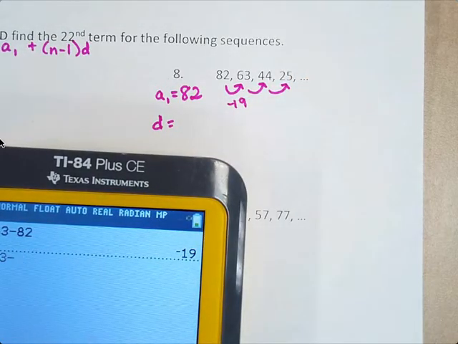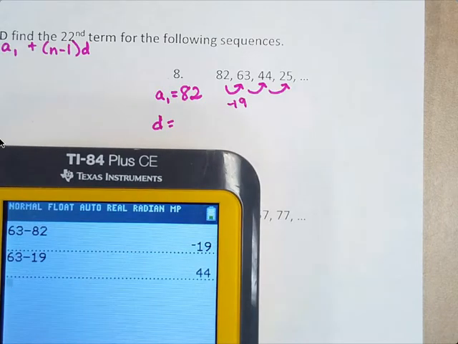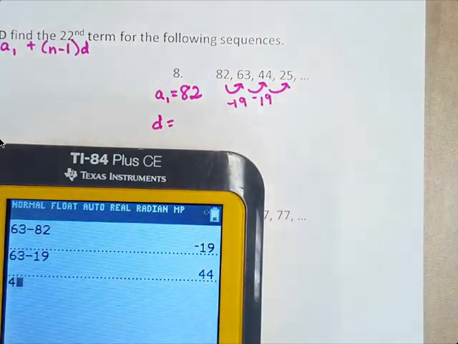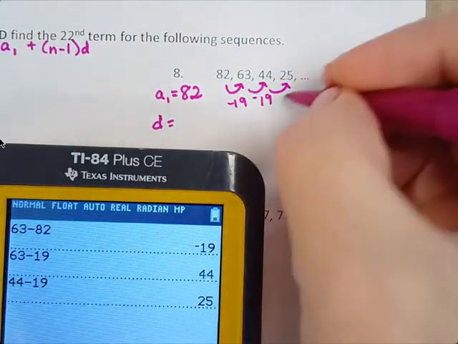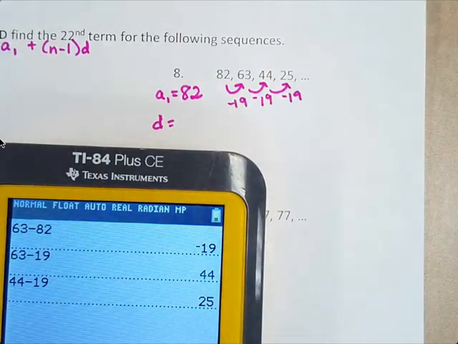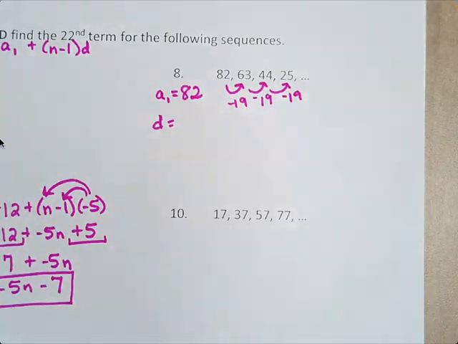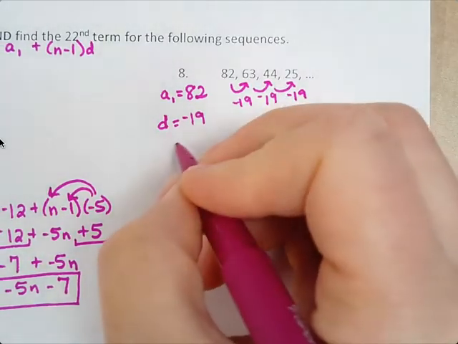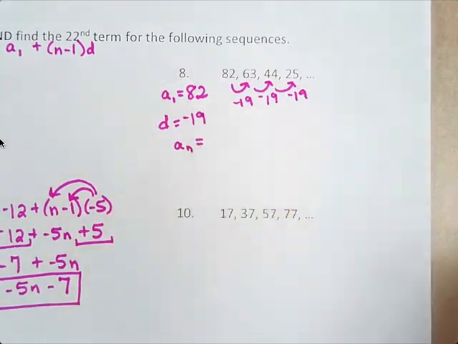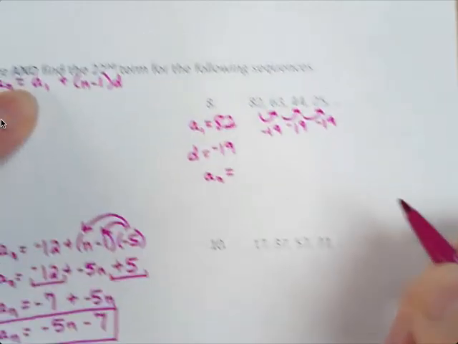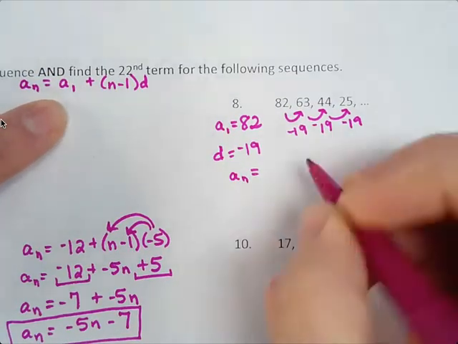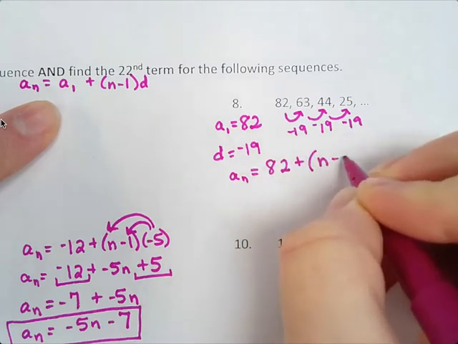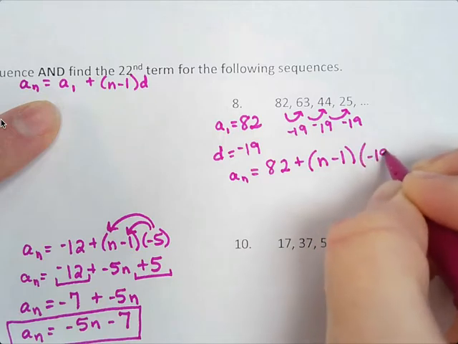And so we just want to make sure that that works for all of them. So 63 minus 19 is 44. 44 minus 19 is 25. So that is our common difference. So A sub n equals, use this formula again, A1 to be 82 plus n minus 1 times the negative 19.